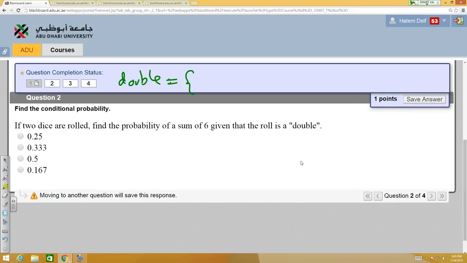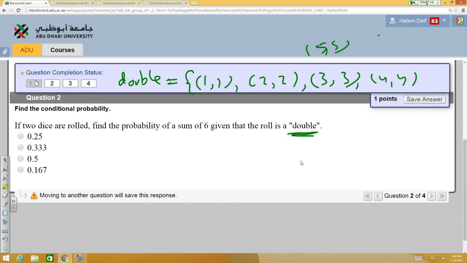So how many doubles do we have? No, I'm just asking about the doubles now. There are 6 doubles, right? So the doubles are 1 and 1, 2 and 2, 3 and 3, 4 and 4, 5 and 5, and 6 and 6. I'll just write them here. So these are the doubles. How many of them, when you add them, because the sum means addition, give 6? 1 out of 6. Yeah, exactly. Only this one, because 3 plus 3 gives 6. Does it make sense?